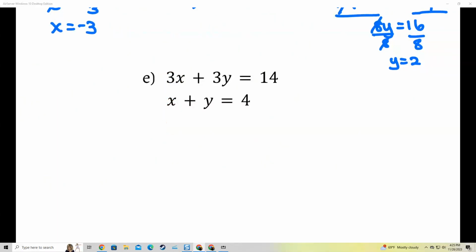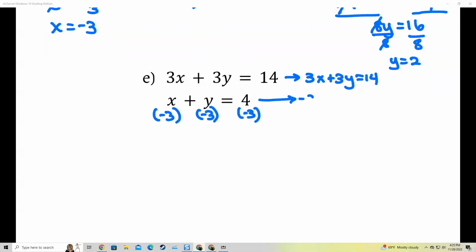So let me go ahead and multiply the entire bottom by negative 3. Everything on the bottom gets multiplied by negative 3. The top is not going to change. I'm going to leave it as 3x plus 3y equals 14. The bottom is going to change. It's going to change to negative 3x minus 3y is equal to negative 12.